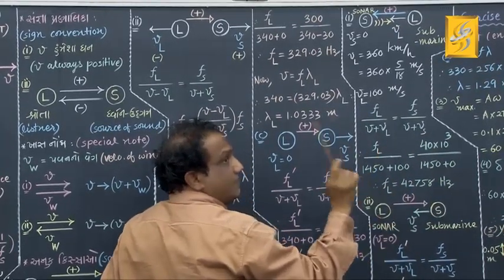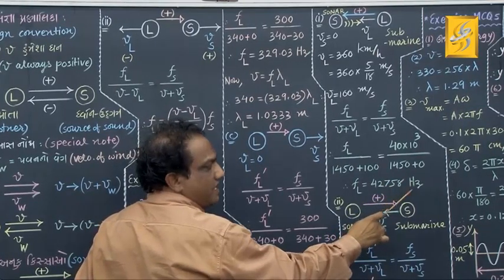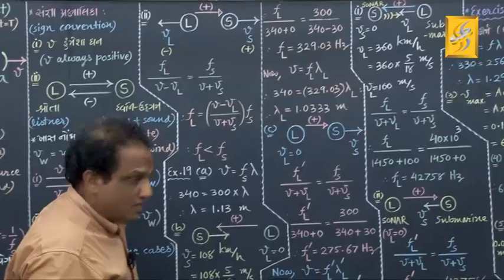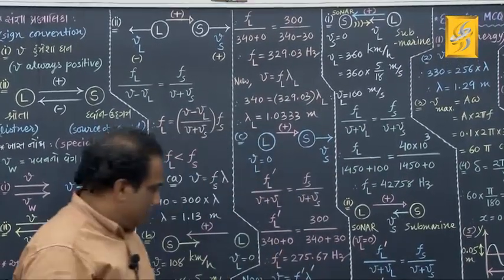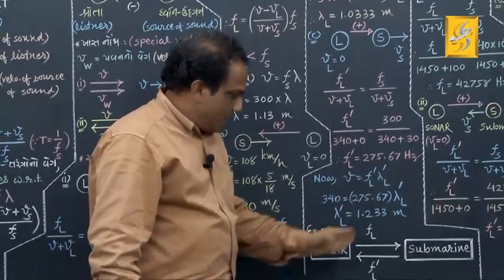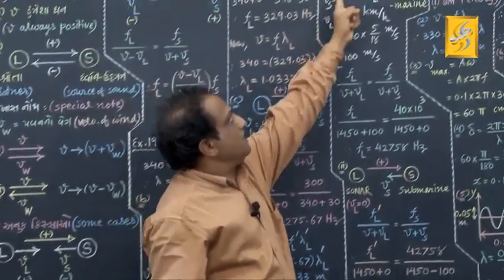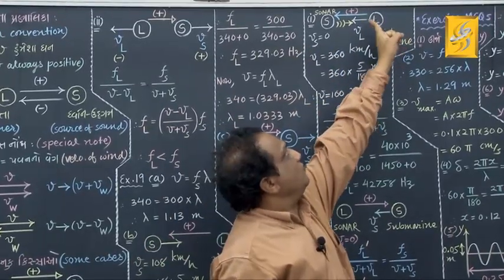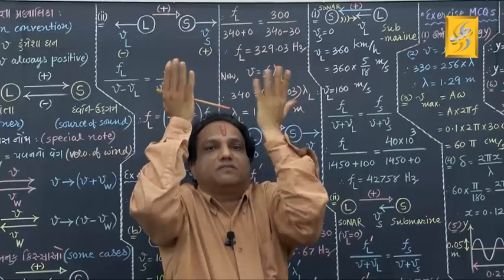Simplify. This frequency will come out 42,758 hertz. Why is it greater than 40,000 hertz? Simple. Source is at rest and listener is moving towards the source. So the distance will decrease, and the frequency will increase. Simple.